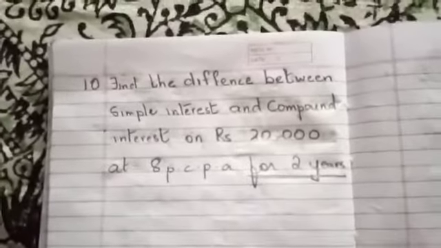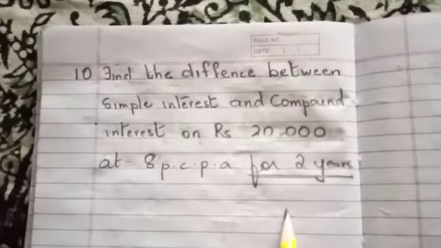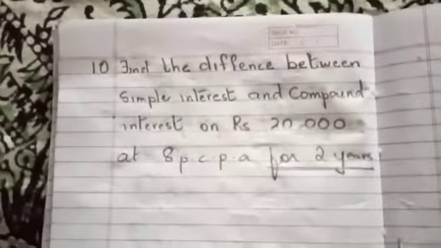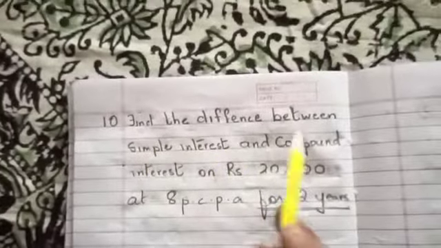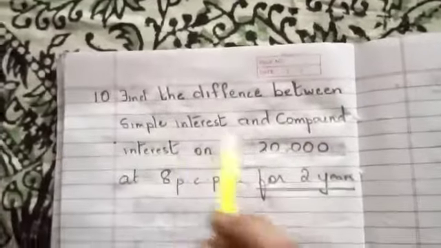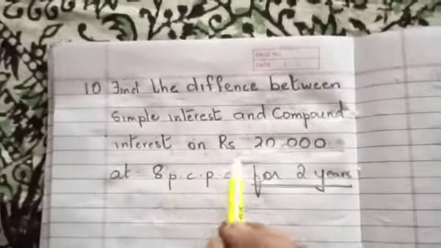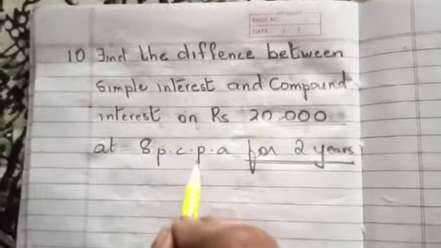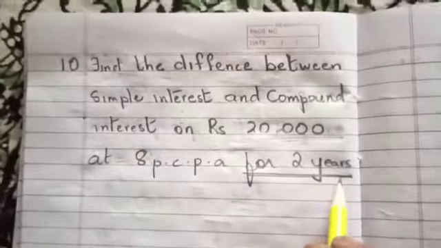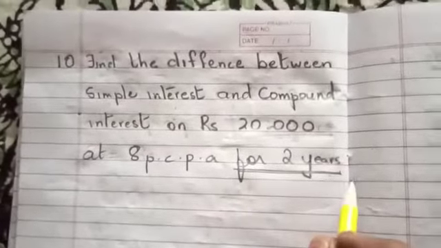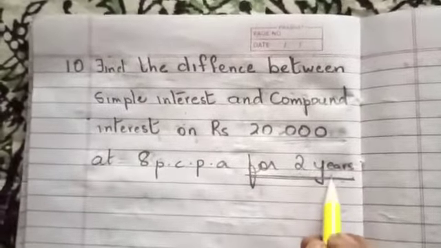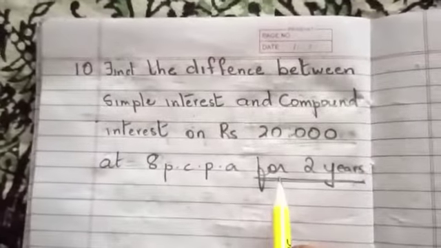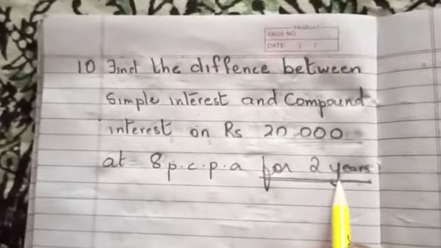We now come to the last sum of practice set 14.2. It reads, find the difference between simple interest and compound interest on rupees 20,000 at 8% per annum for 2 years. Boys, there's a printing mistake in the sum. For 2 years is not printed. So remember, you have to add for 2 years.